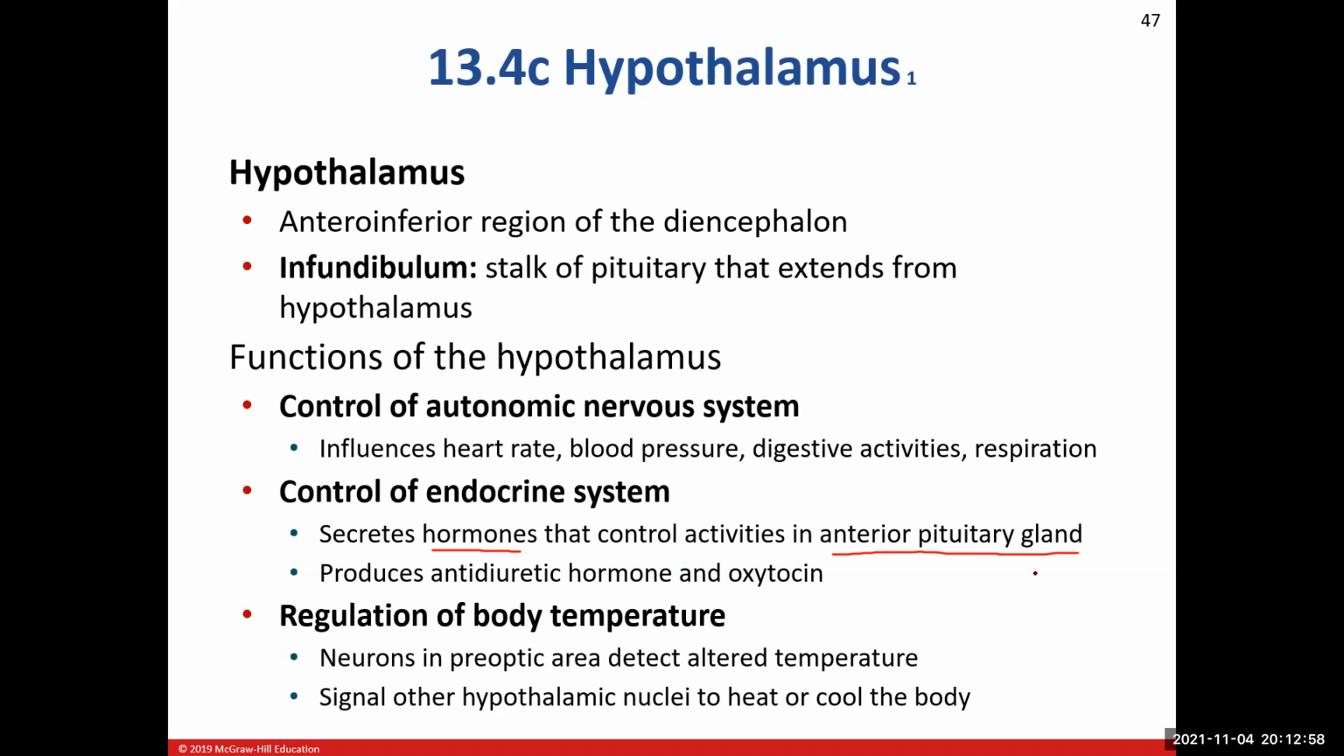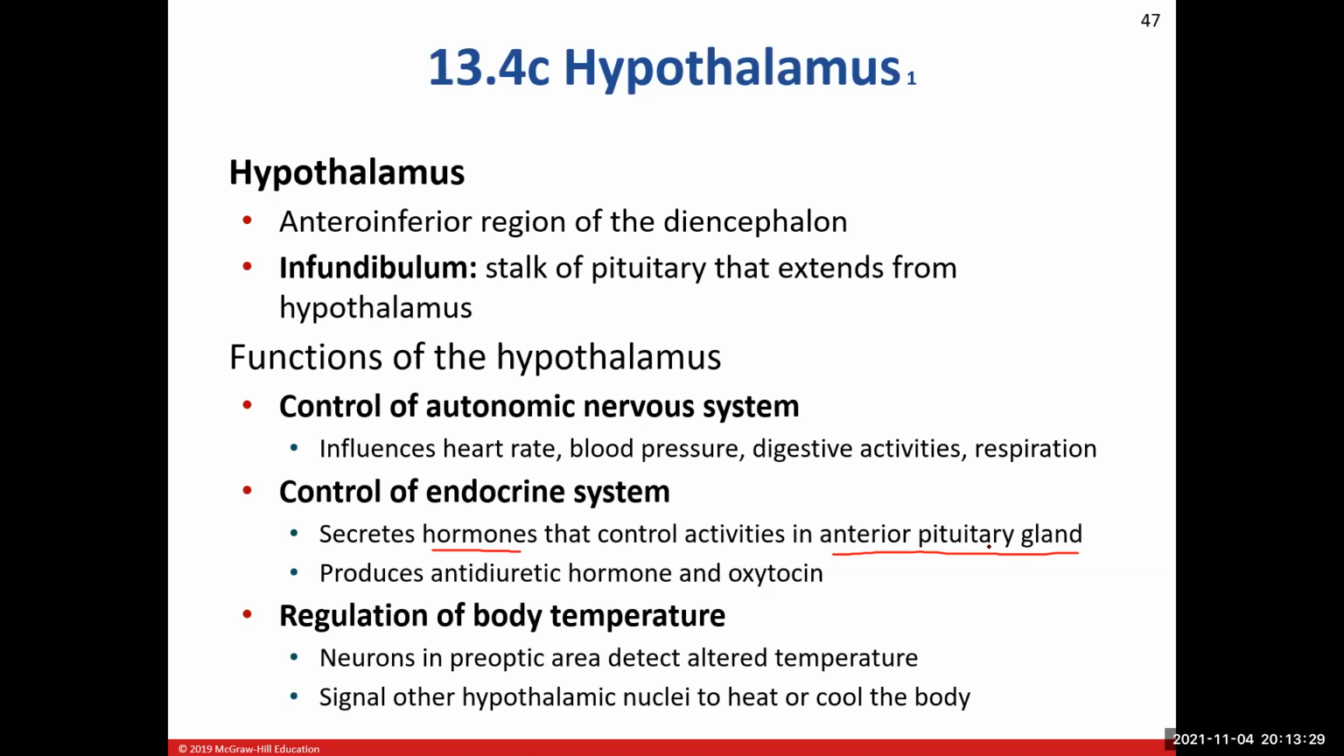The hypothalamus makes two hormones, antidiuretic hormone and oxytocin. And so it then ships those two hormones to the posterior portion of the pituitary gland. So the hypothalamus produces the antidiuretic hormone and oxytocin, but the posterior pituitary gland will secrete them into the bloodstream. Often confused and mistaken, so don't make that mistake.